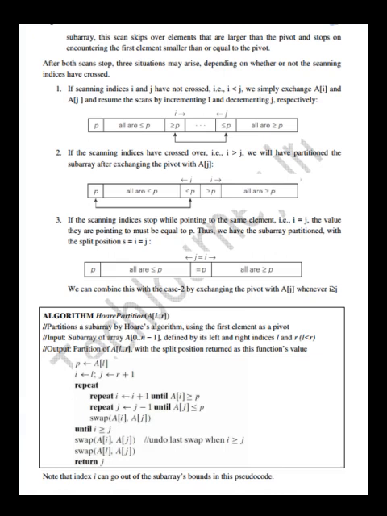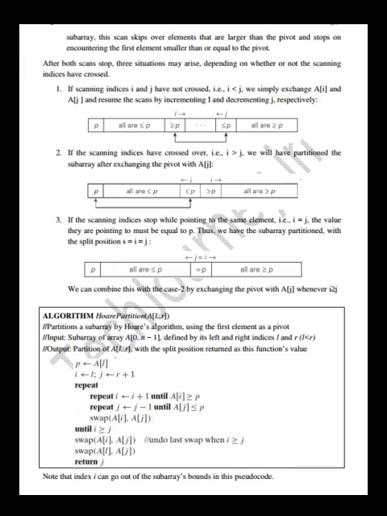First, if scanning indices i and j have not crossed, that is i is less than j, we simply exchange A[i] and A[j] and resume the scan by incrementing i and decrementing j respectively. See the figure. Secondly, if the scanning indices have crossed over, i is greater than j, we will have partitioned the subarray after exchanging the pivot with A[j]. See the figure.